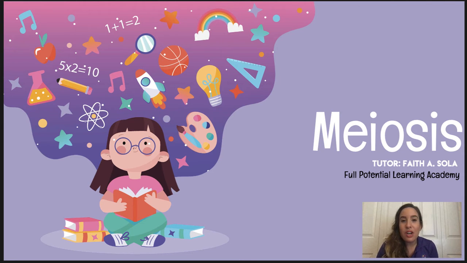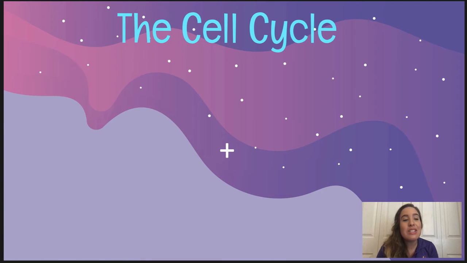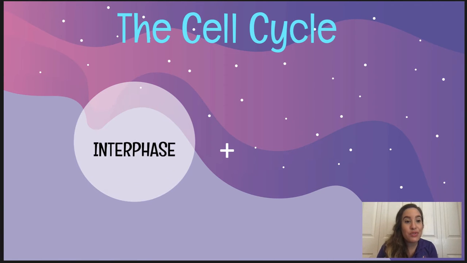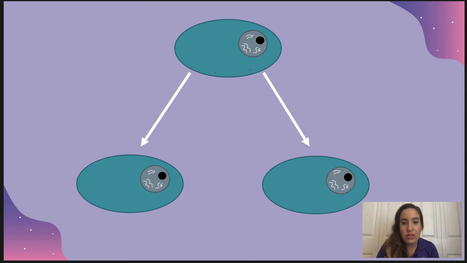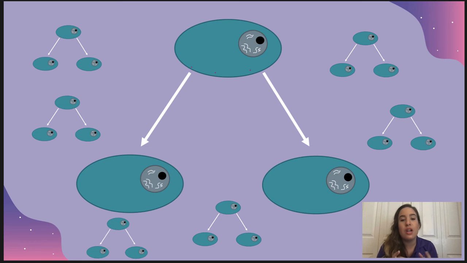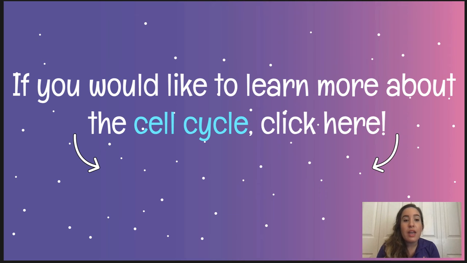But before we start, let's cover the cell cycle briefly. The cell cycle is composed of interphase and mitosis. The cell cycle is responsible for maintaining an appropriate amount of cells within our bodies by dividing one cell into two daughter cells, and this happens all around our bodies. If you'd like to learn more information about the cell cycle, you can click this screen here.